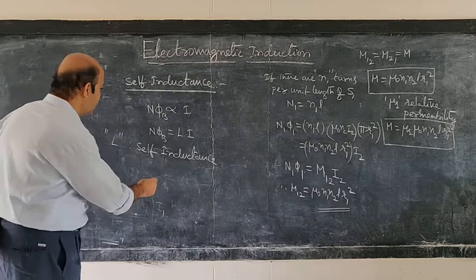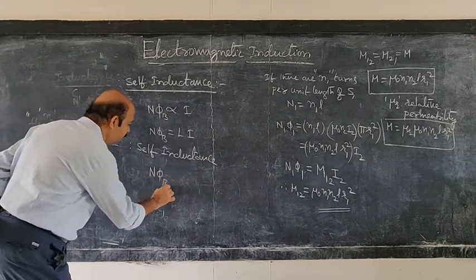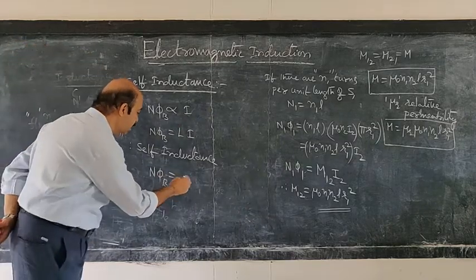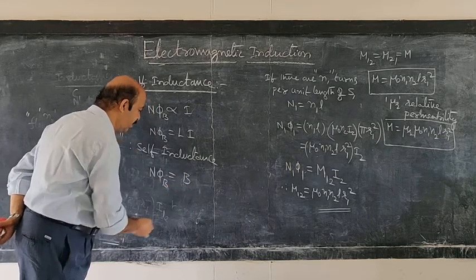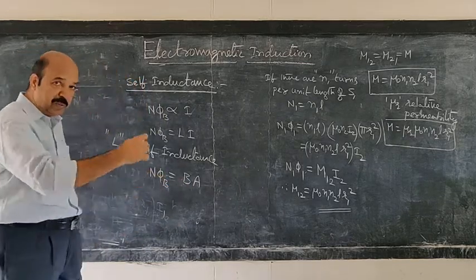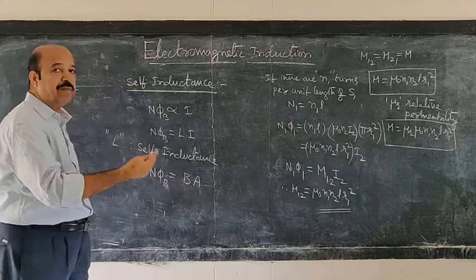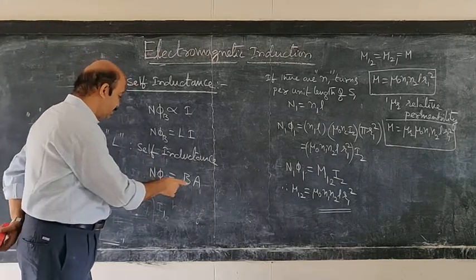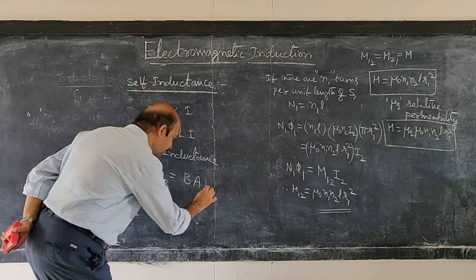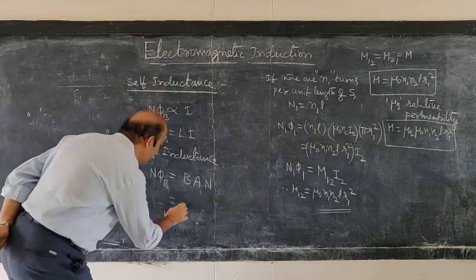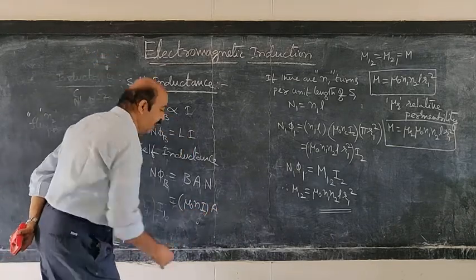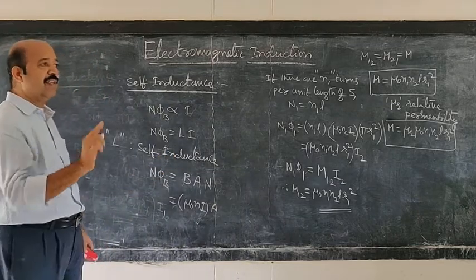Now let us find a similar formula as we did in the case of two coils, one wound over the other. The flux is BA, of course cos theta is 1. B is the magnetic field produced by the current in the coil, A is the area of the coil, and N is the number of turns in that coil. So B is given by mu naught n i. That is a formula. Let us take the area as A, or otherwise you can take it as pi r squared, where r is the radius of the coil.